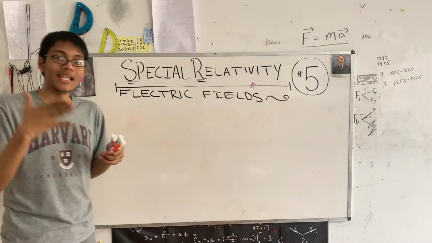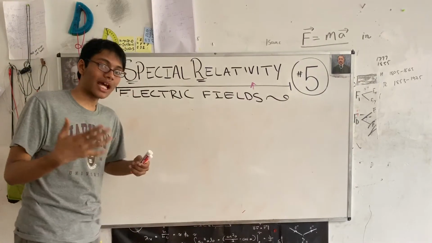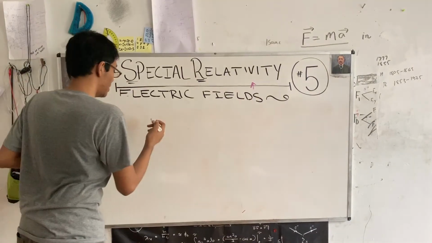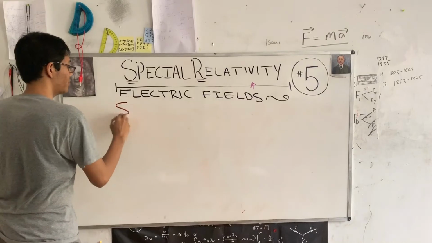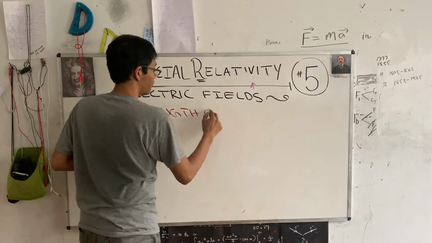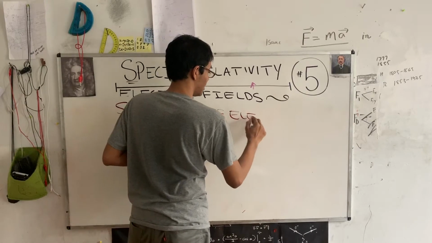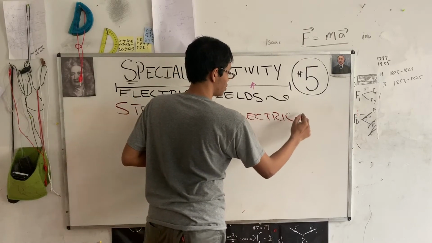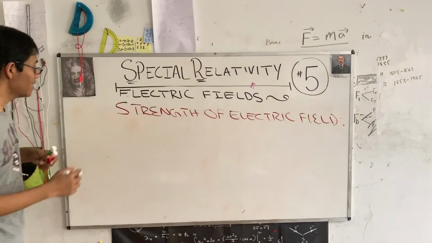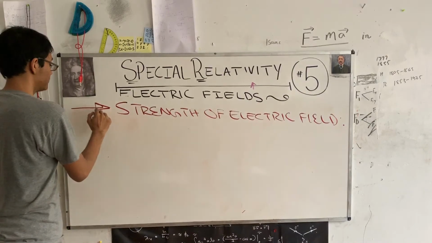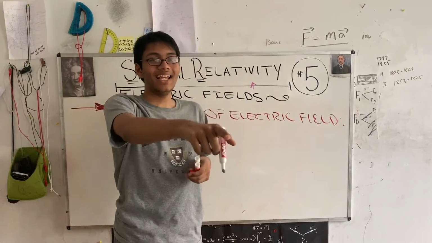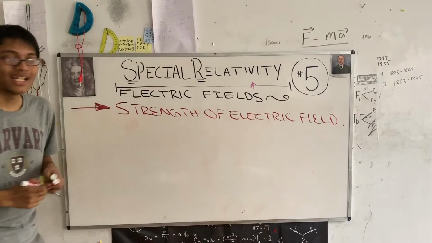Well, I want to demonstrate the strength of an electric field. But how do I do that visually? How do I visually demonstrate the strength of an electric field? So let me write that down. The strength or the magnitude of an electric field. How do I demonstrate visually the strength of an electric field? Any ideas? Who's got an answer? Yes, that's right. We do use density.